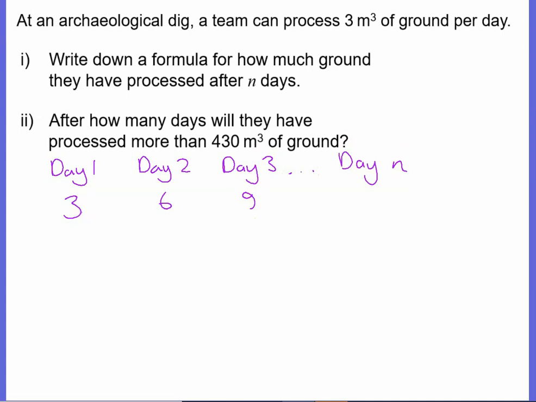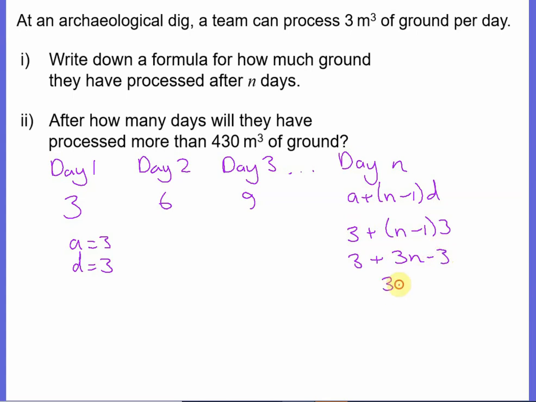So what would this be? So this is an arithmetic sequence. So a is 3, and we have a constant difference of 3. And the nth term for an arithmetic sequence is a plus n minus 1 d. Right, so let's just pop this information into here. So we've got 3 plus n minus 1, lots of 3. So it's 3 plus 3n minus 3, but that's just 3n. Simple enough. Let's go to part 2.